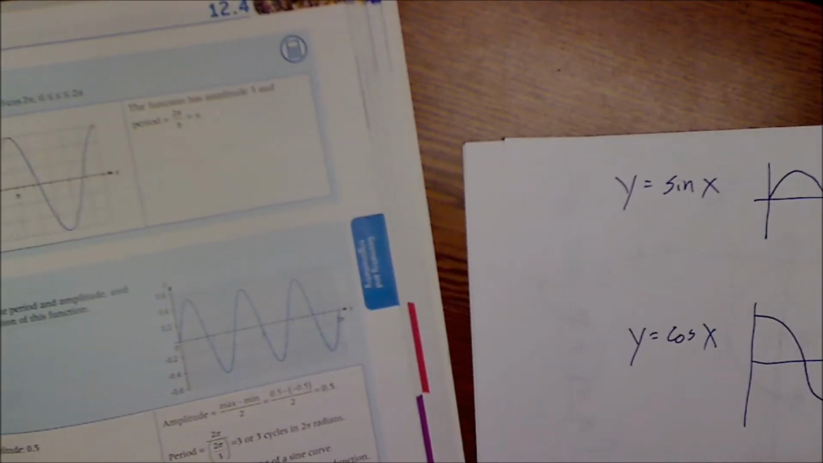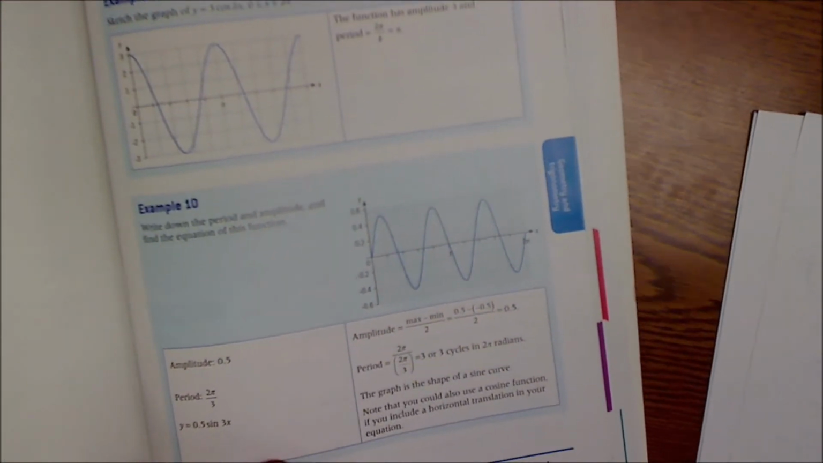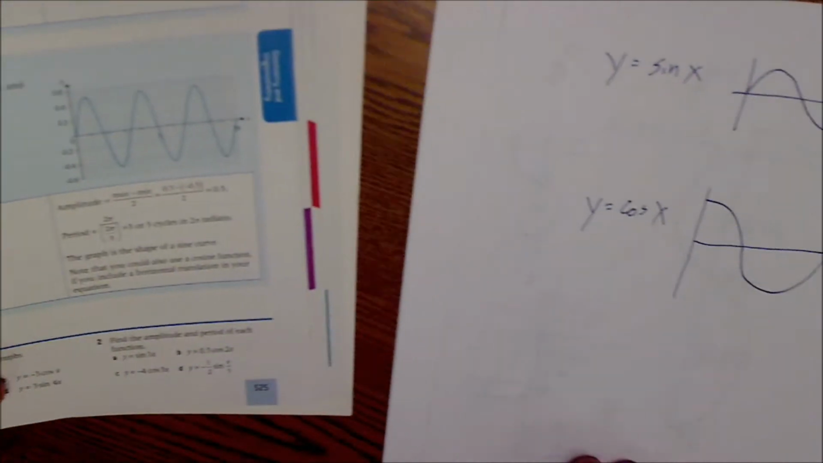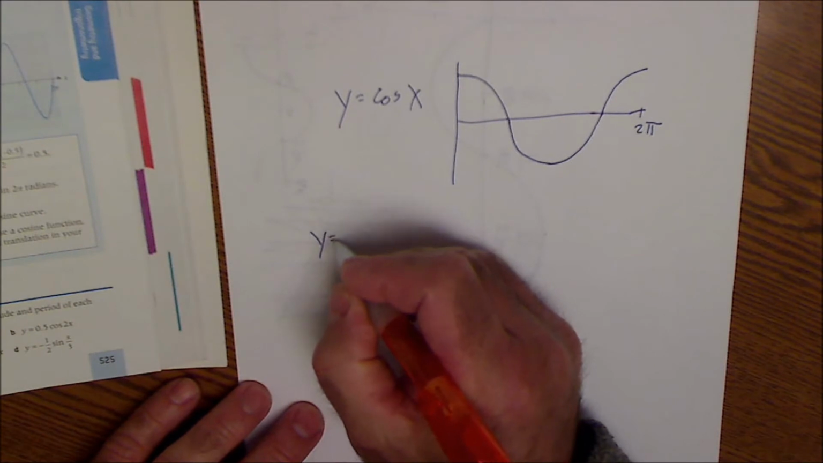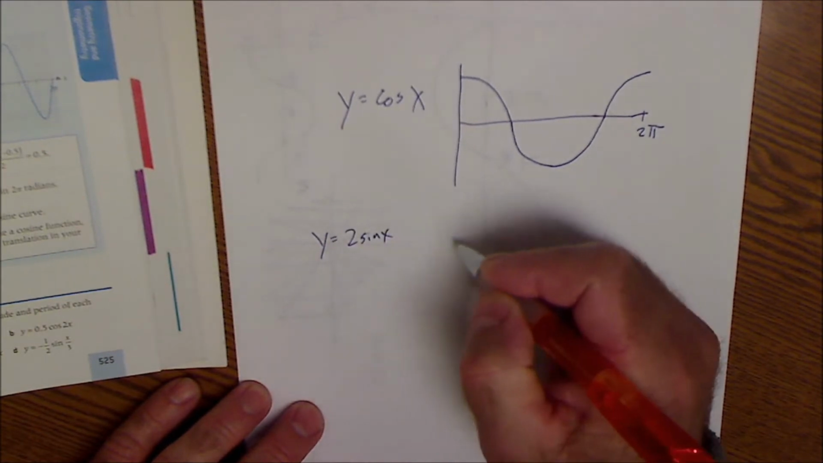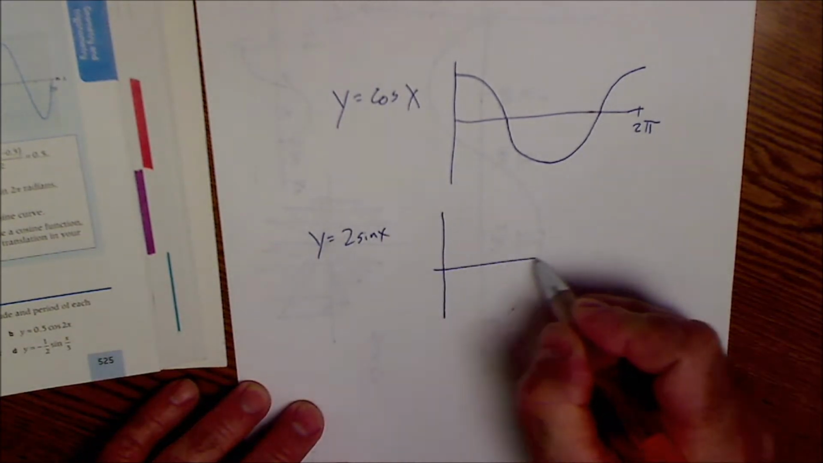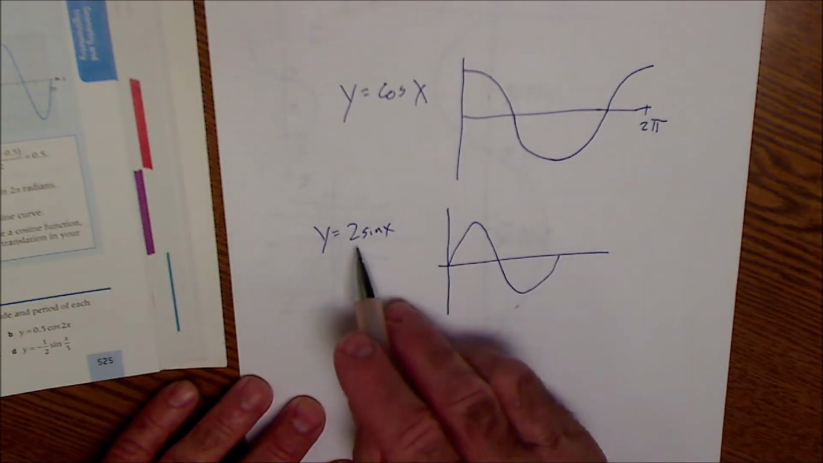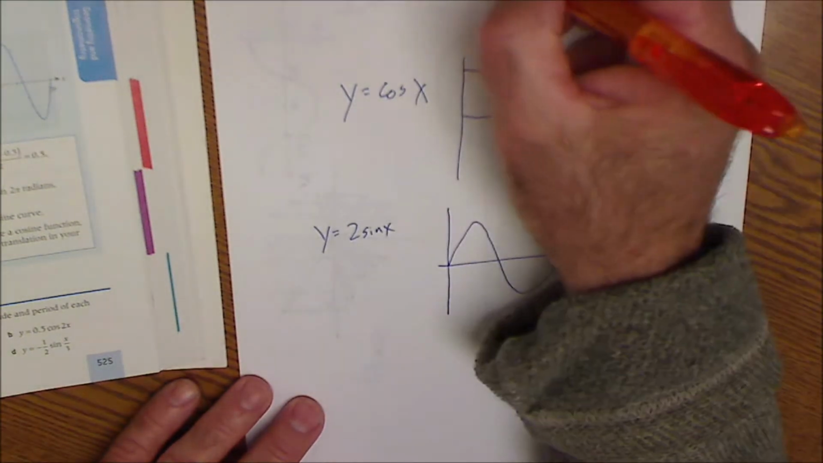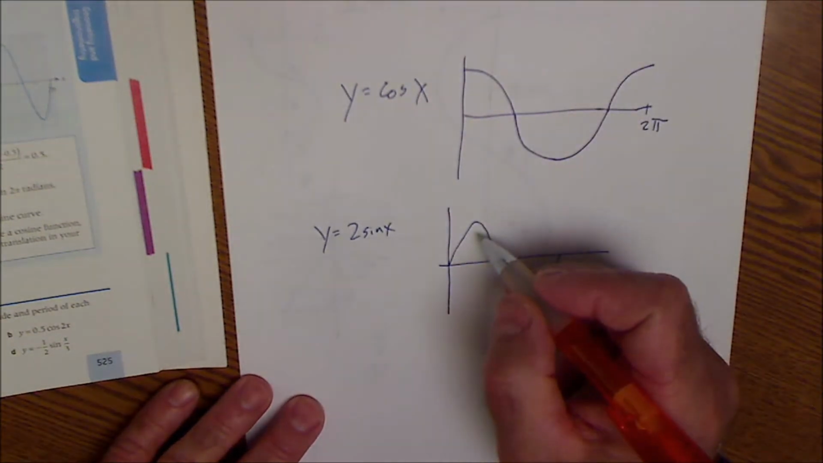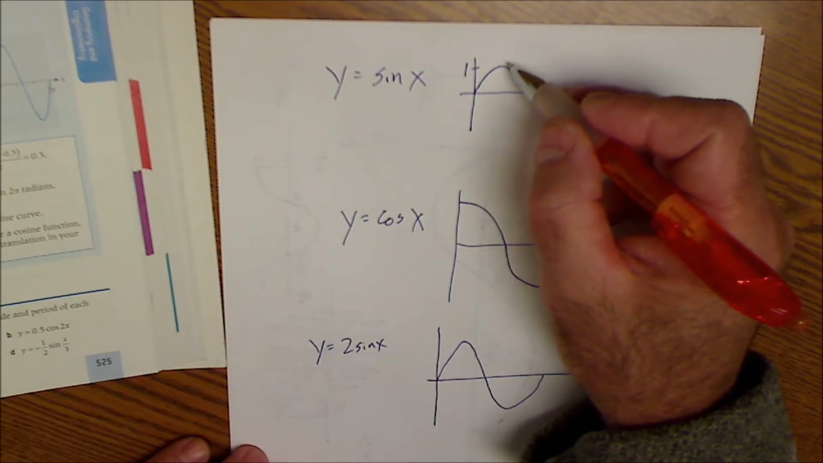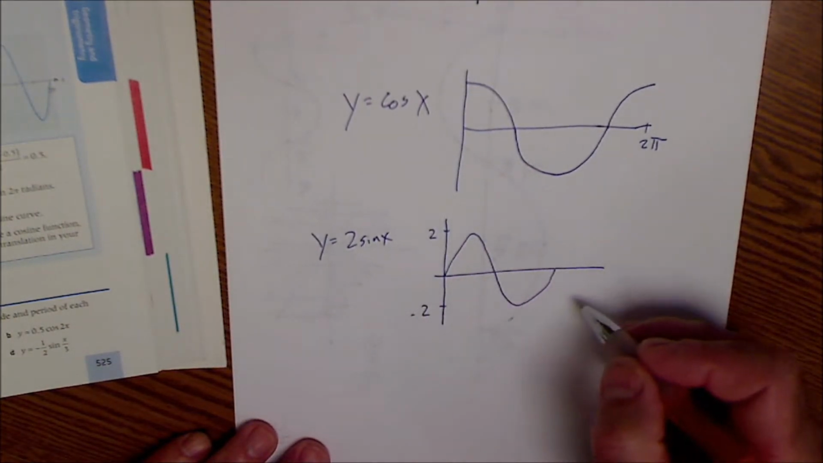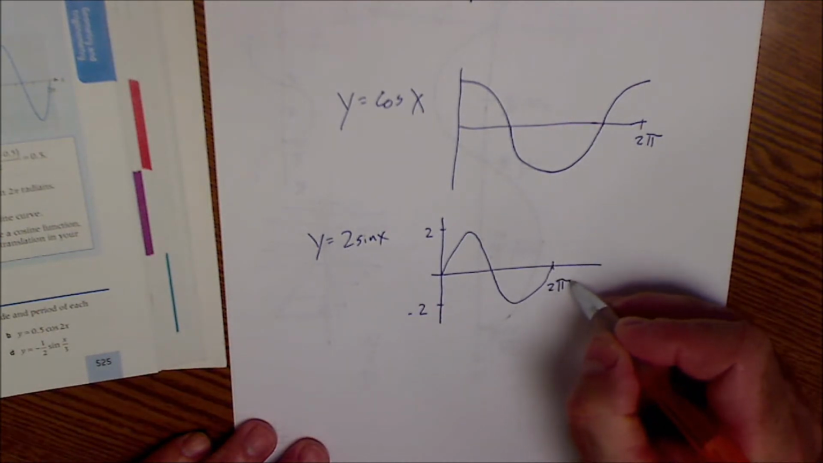Okay, so let's just take a quick look at some of these right here. The first one is y equals 2 sine of x. You could just graph that as a regular sine graph first, and then put your numbers in afterwards. This 2 changes the amplitude from 1 up to 2. So it goes up to 2, down to negative 2. The period is still the same, 2 pi.